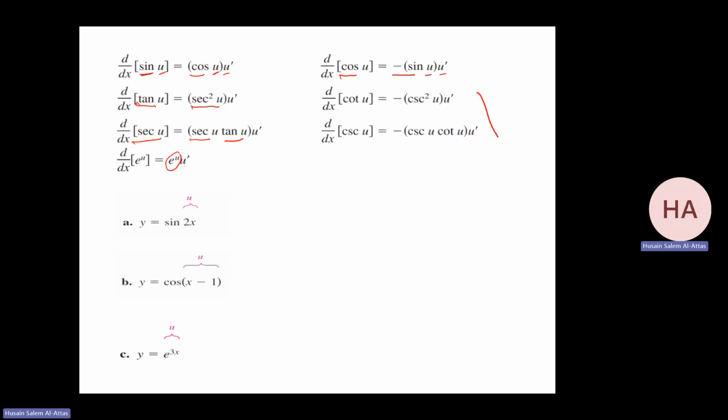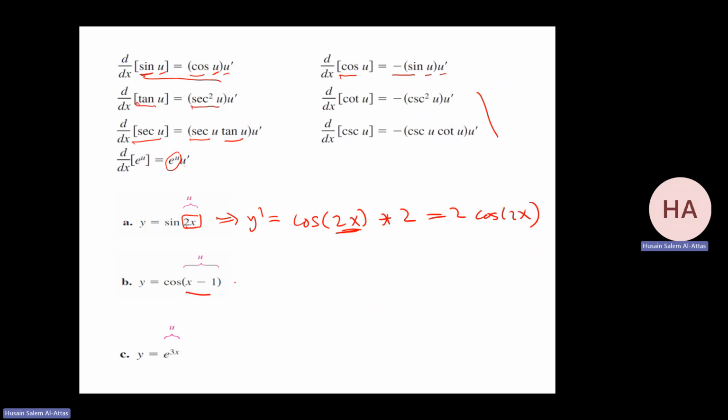Let me apply it to these functions. Now, y equals sine of u. This is u. So according to this rule, what will be the derivative? It will be cosine of u times the derivative of u, which is 2. So the answer is 2 cosine 2x.